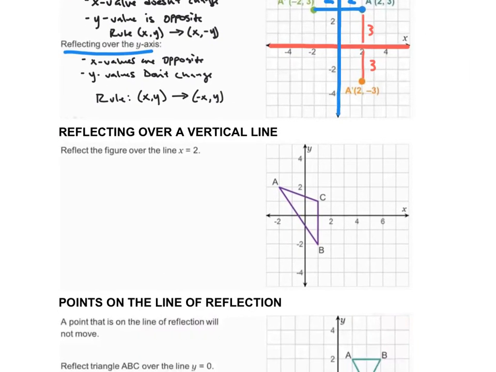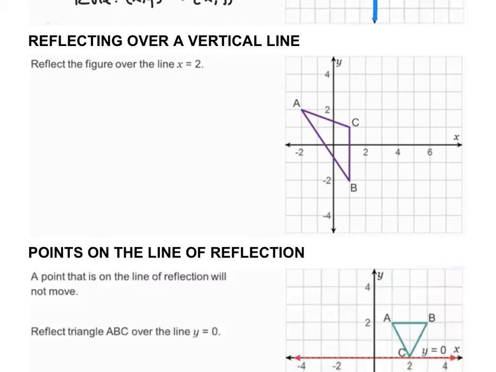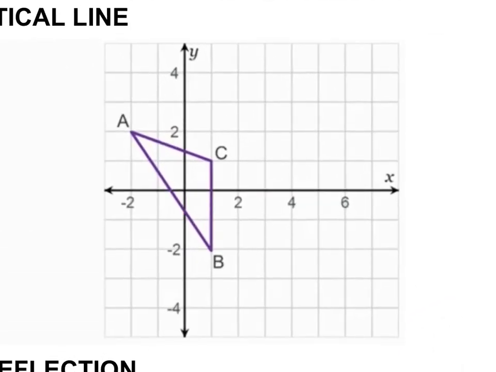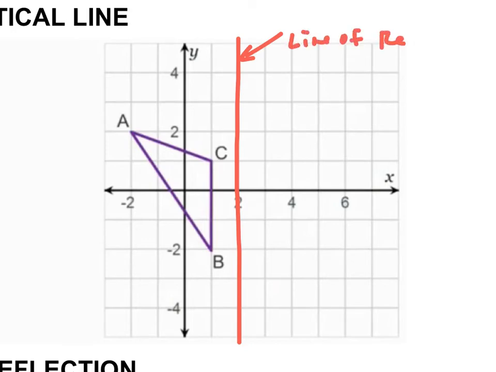All right, so reflecting over a vertical line. One thing I want to do here is take this figure ABC and reflect it over the line x equals 2. Remember, x equals 2 is going to be a vertical line through 2. And so I draw this line in here as my line of reflection, and I label it as my line of reflection.